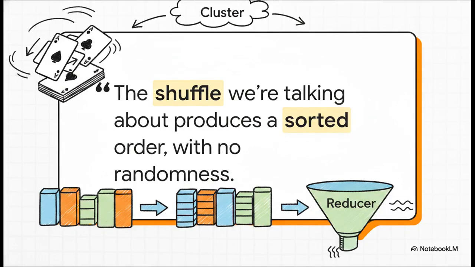Now, I know the term shuffle usually implies mixing things up, right? Like shuffling a deck of cards to create total chaos. But a distributed shuffle does the exact opposite. It groups and sorts the data identically across the cluster so the reducer can efficiently stream through it in perfect order without needing to hold massive amounts of data in memory all at once.